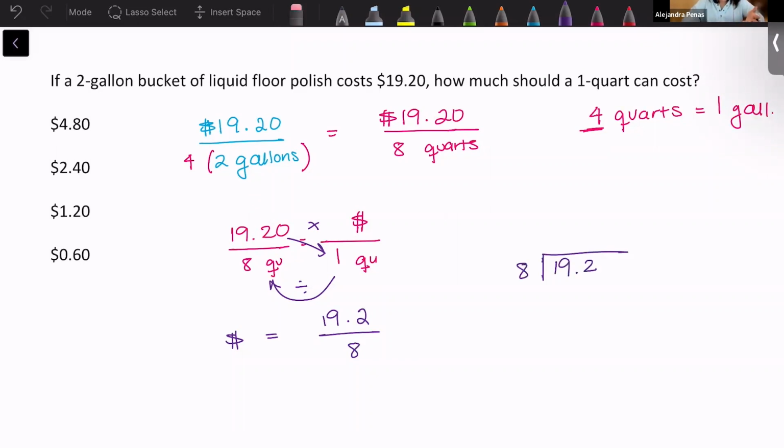Because the number on the outside here is a whole number, I don't need to worry about moving the decimal. I can just transfer that upstairs. 8 fits in 19 twice, giving you 16. That would give you 3. That would bring down the 2, and this would be 4. So it's going to cost a total of $2.40.